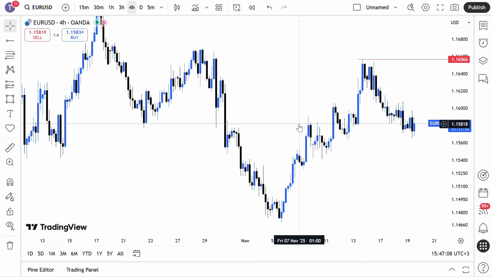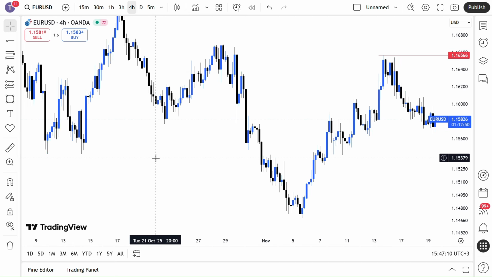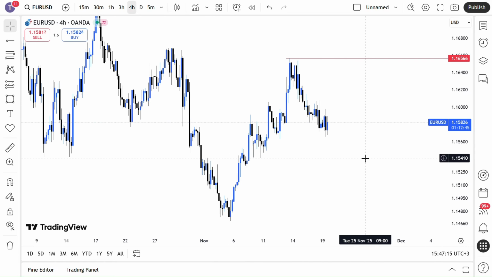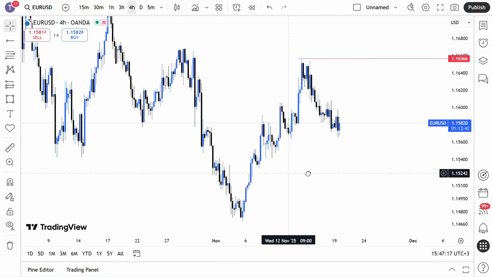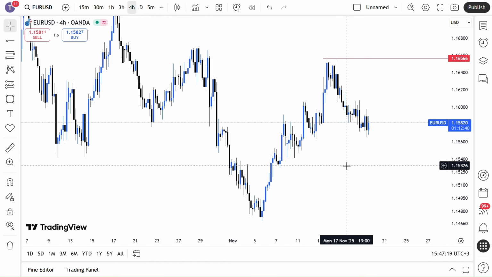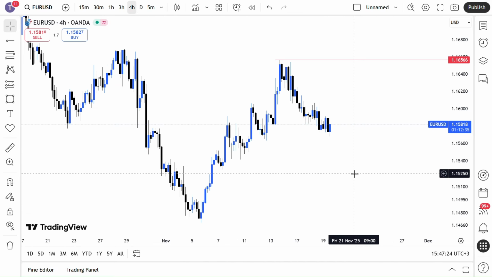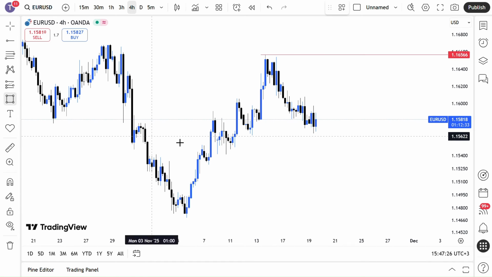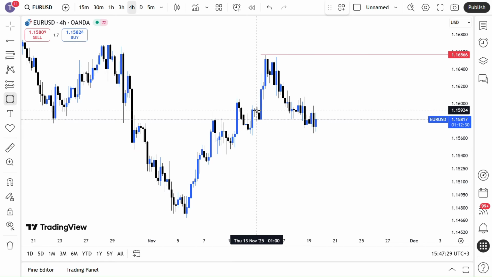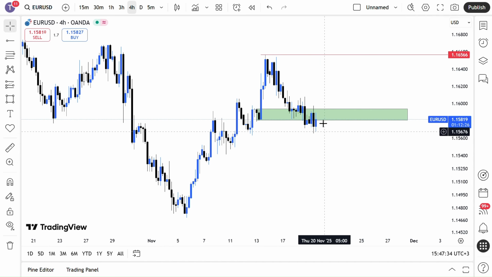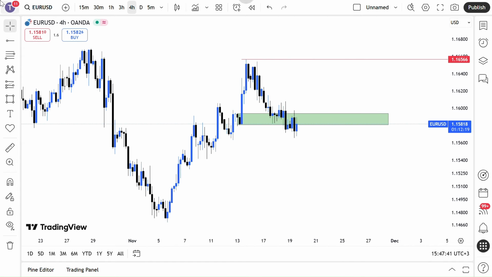Back to our analysis. Here I have Euro USD. On Euro USD, the bias is still looking for buying opportunities to the upside. As from our last video, I told you guys that I am expecting some buying opportunities from this area, and that we'll be looking for a confirmation from this 4-hour order block. When price came into this 4-hour order block, we had some consolidation around that area, but we did not get any confirmation.